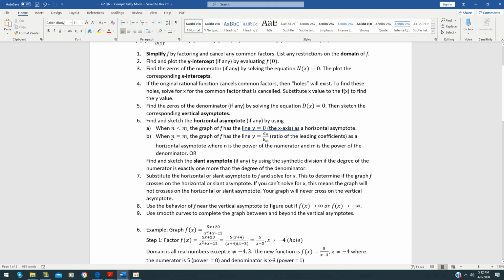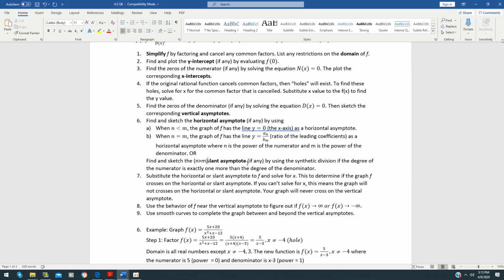If both of these powers are the same, then the line y equals an over bm, which is the ratio of the leading coefficients, will be your horizontal asymptote. What happens if n is greater than m? In this case, we get what we call a slant asymptote.